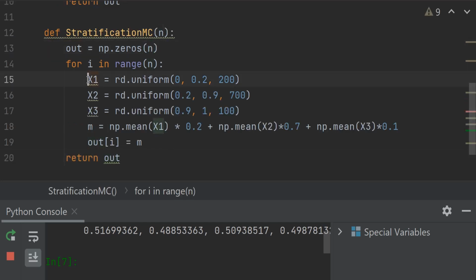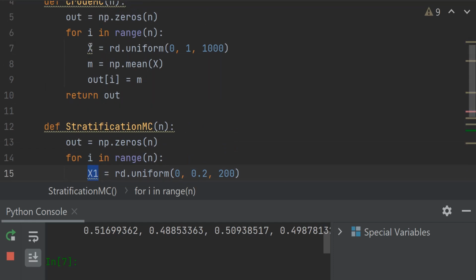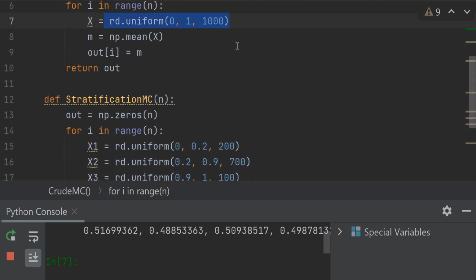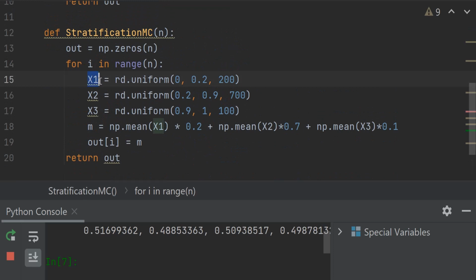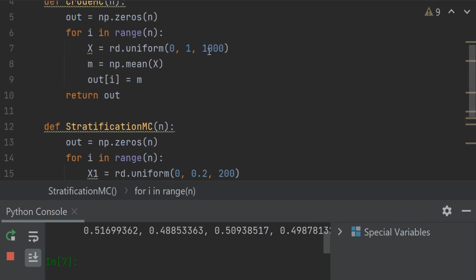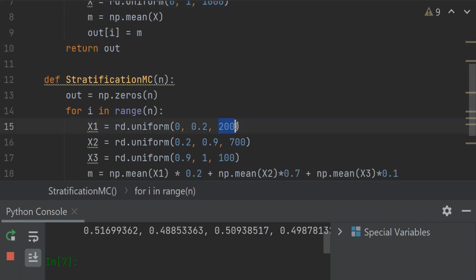So here, instead of simply simulating x from a standard uniform, I use my example from before. So I sample some of them within x1, some within x2, some within x3, and I use proportional allocation. You see that up here I simulate 1,000 in total. Here I simulate 200 within the first interval, because there is a 20% chance of being inside this interval, and 700 and 100, and you can see this sums to 1,000.